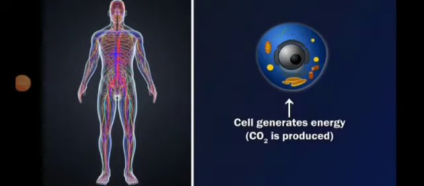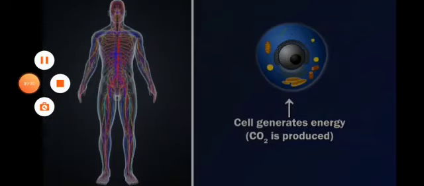Now inside the cell, oxygen is used to generate energy. After the process of energy generation in the cell, carbon dioxide is produced. Now this carbon dioxide produced inside the cell goes into the blood vessels, through which it finally goes to the blood capillaries of the alveoli.